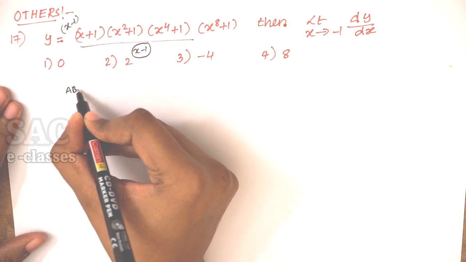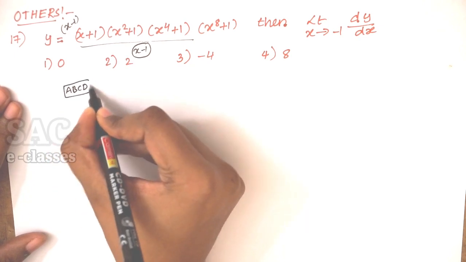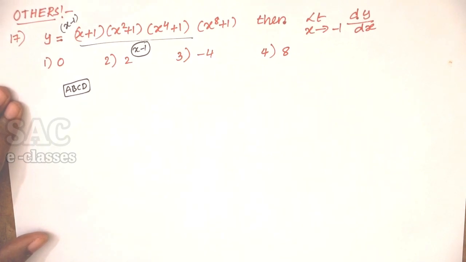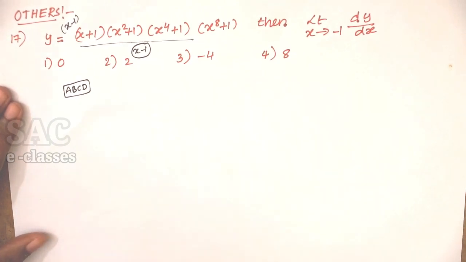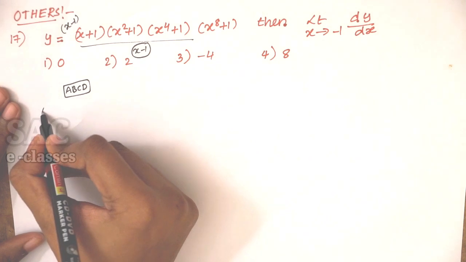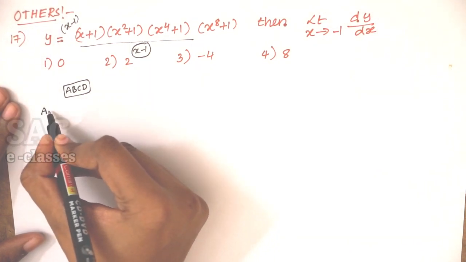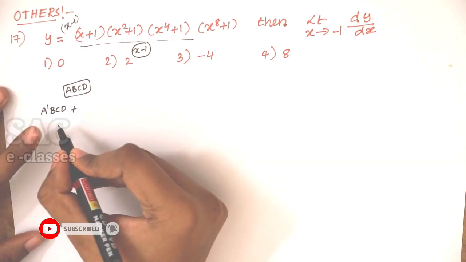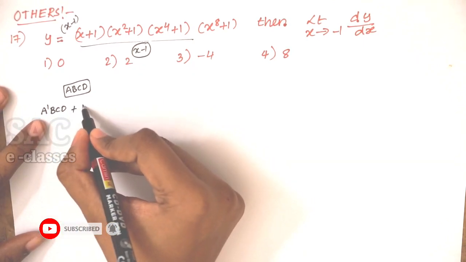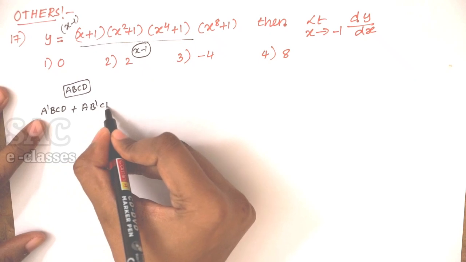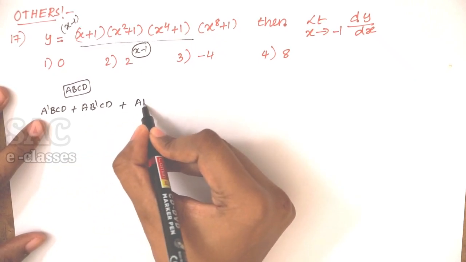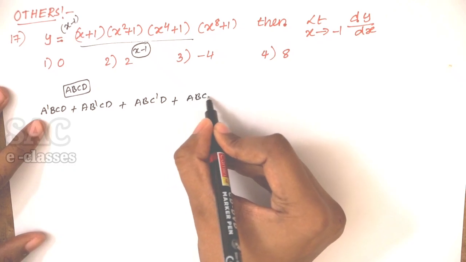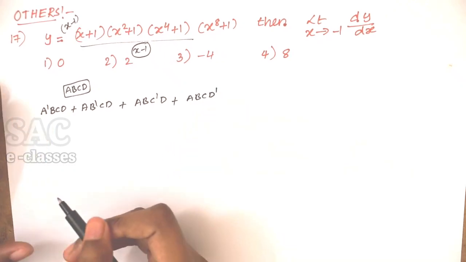if there are A, B, C, D, four operands, four factors, to find the differentiation you can write it as A dash B C D, that is the differentiation of the first factor. Next A B dash C D. Next A B C dash D. Then A B C D dash.